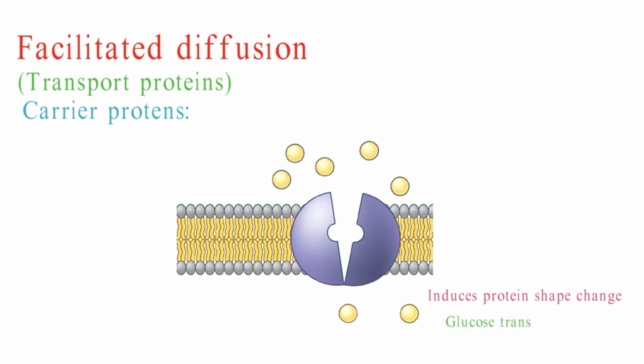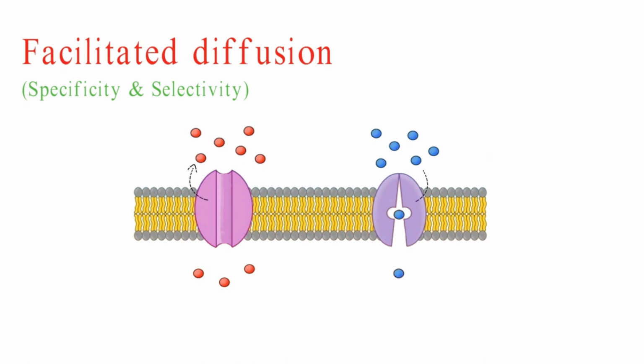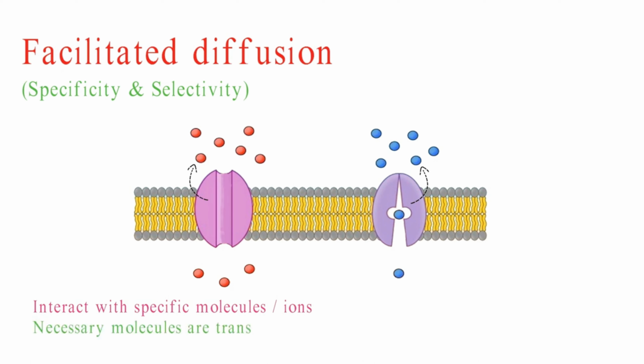An example is the glucose transporter. Facilitated diffusion is highly specific and selective. Each transport protein is designed to interact with specific molecules or ions, and they do not transport just any substance. This specificity ensures that only the necessary molecules are transported into or out of the cell.